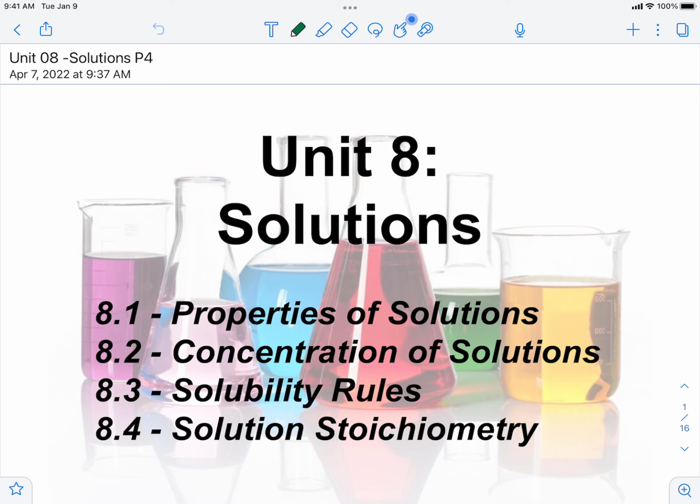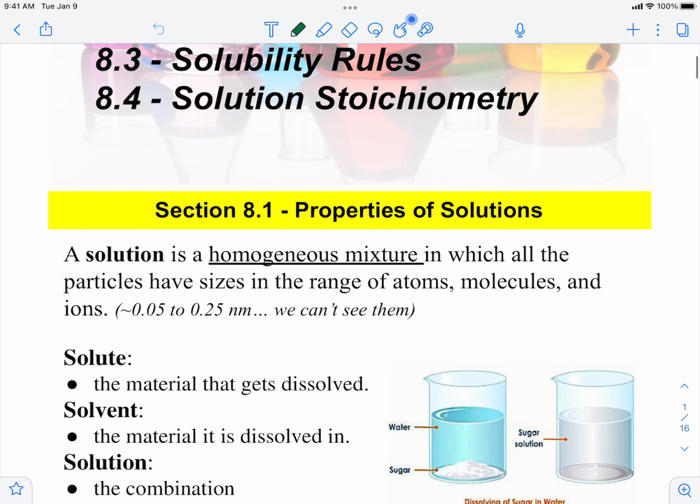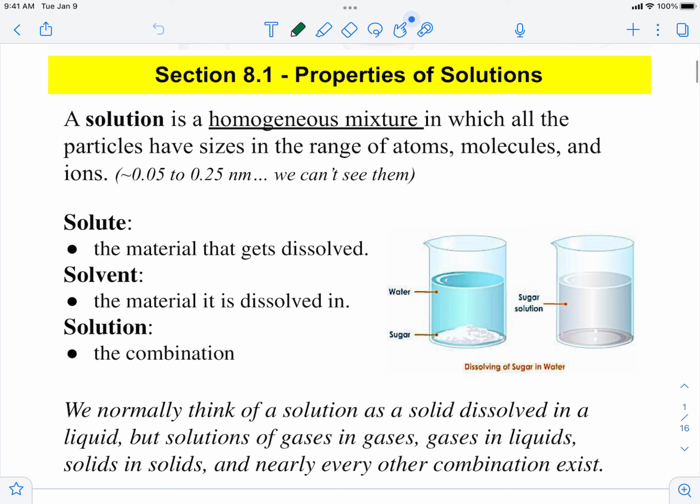Okay, so Unit 8 is all about solutions. So, first, let's start with a definition. A solution is a homogeneous mixture in which all particles have sizes in the range of atoms and molecules. So let's back up a second.